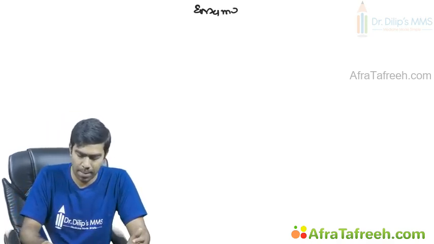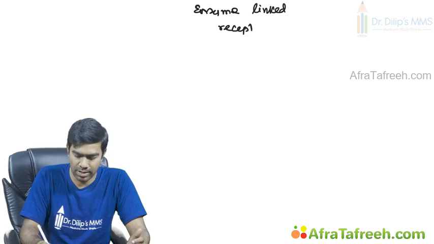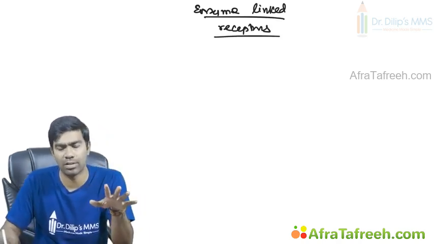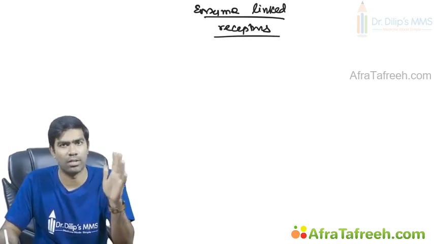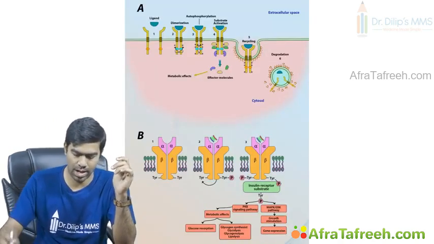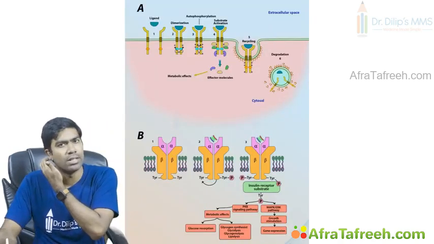So once we have finished this G protein coupled receptor pathway, let us move on to the enzyme linked receptors. Among the enzyme linked receptors, only two receptors are important, that is receptor tyrosine kinase and non-receptor tyrosine kinases, NRTKs. Let us see first the receptor tyrosine kinases. If you see the diagram, you will understand much better. This is a receptor tyrosine kinase.